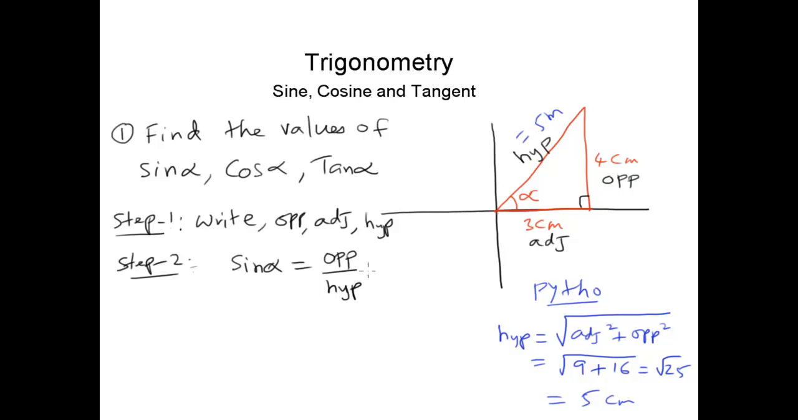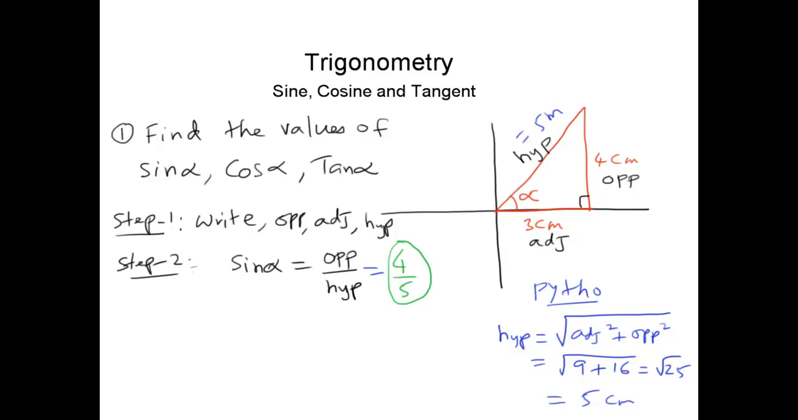So now how much is sine alpha? Opposite over hypotenuse. So how much is your opposite? 4 centimeters. So it's 4 centimeters over hypotenuse is 5 centimeters. So sine alpha is 4 over 5, right?